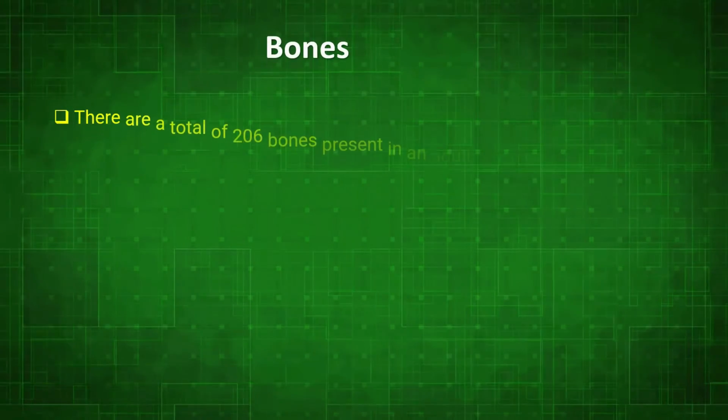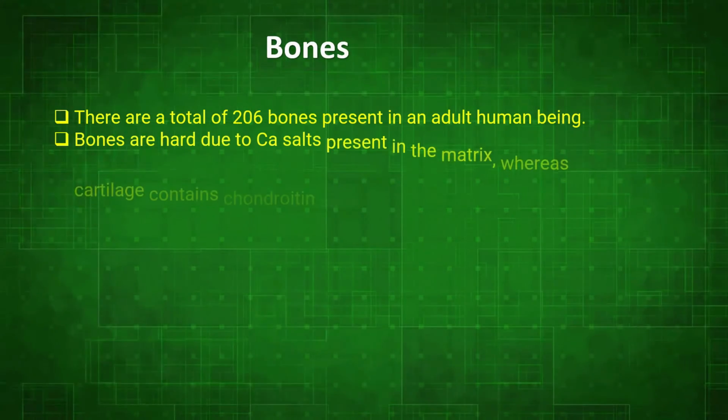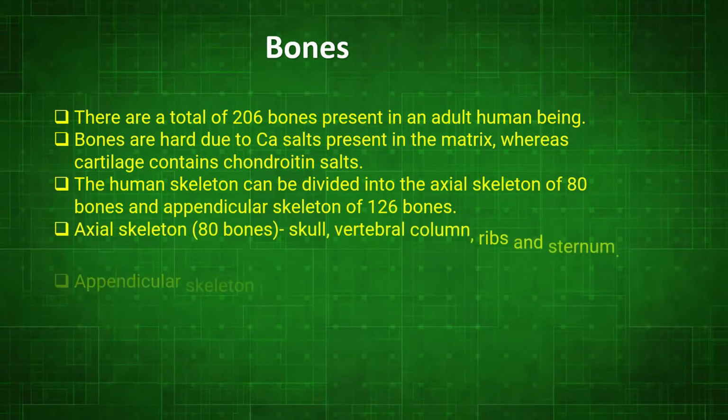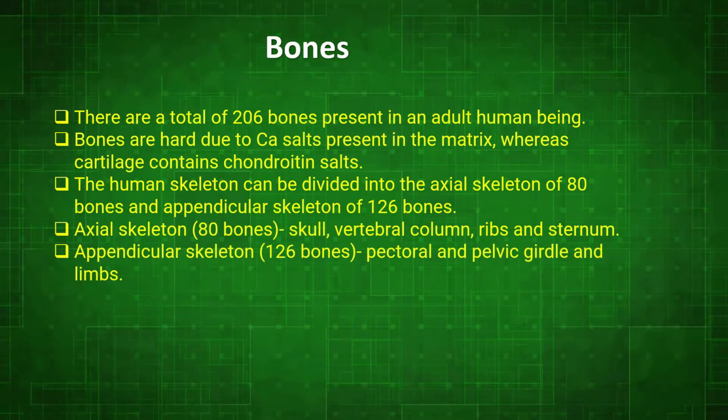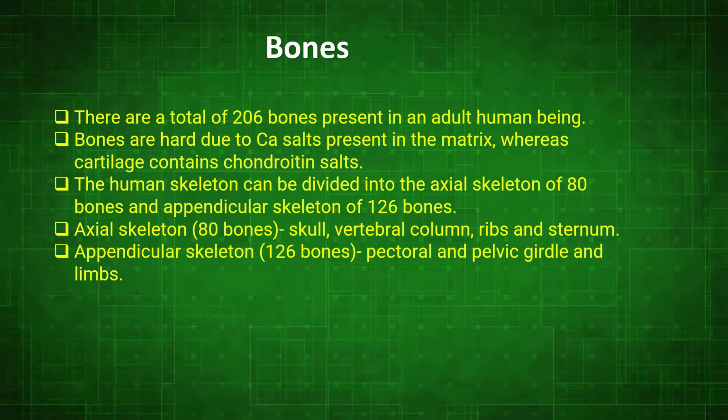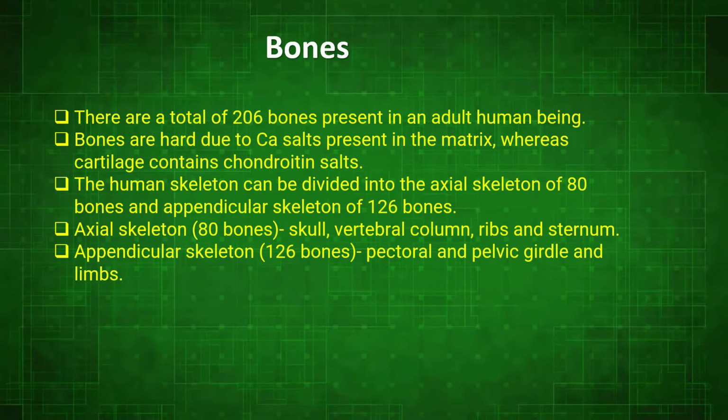Let us see the various bones in the human body. There are a total of 206 bones present in an adult human being. Bones are hard due to calcium salts present in the matrix, whereas cartilage contains chondroitin salts. The human skeleton can be divided into the axial skeleton of 80 bones, and appendicular skeleton of 126 bones.